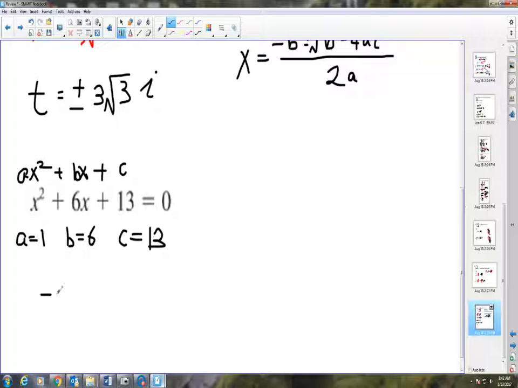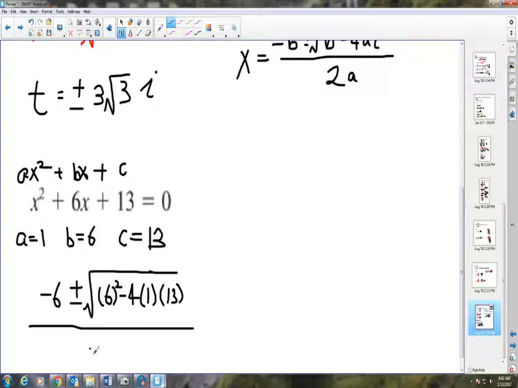So that will be negative b, that will be negative 6 plus minus square root of b squared. So I'm going to write my 6 inside the parentheses, whole thing squared, minus 4 times my a times my c, and the whole entire thing over 2 times my a. Remember, there's 2 terms on the top. Both terms share the same denominator. So I drew my fraction bar long because it's covering both terms.